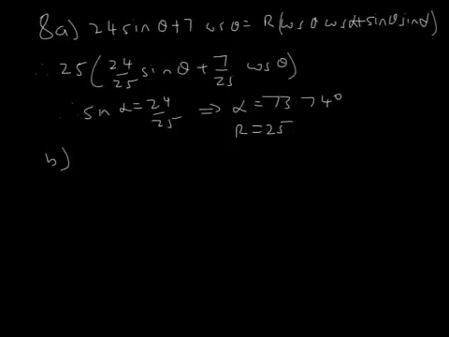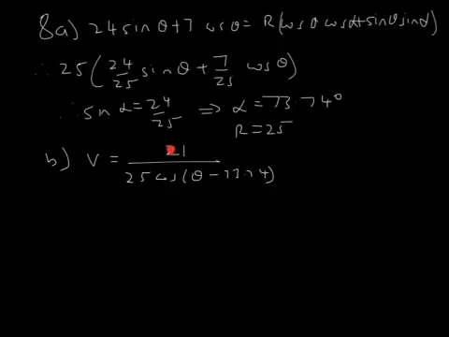In part B, we need to find the minimum value of v. So v is 21 over this expression that we've just worked out, so it's 21 over 25 cos(theta minus 73.74). So we want the minimum value of v. So the minimum value occurs when this is as big as possible. The bottom bit has to be as big as possible. So the maximum value of cosine is 1. So the minimum v is 21 over 25 times 1, which is 21/25.